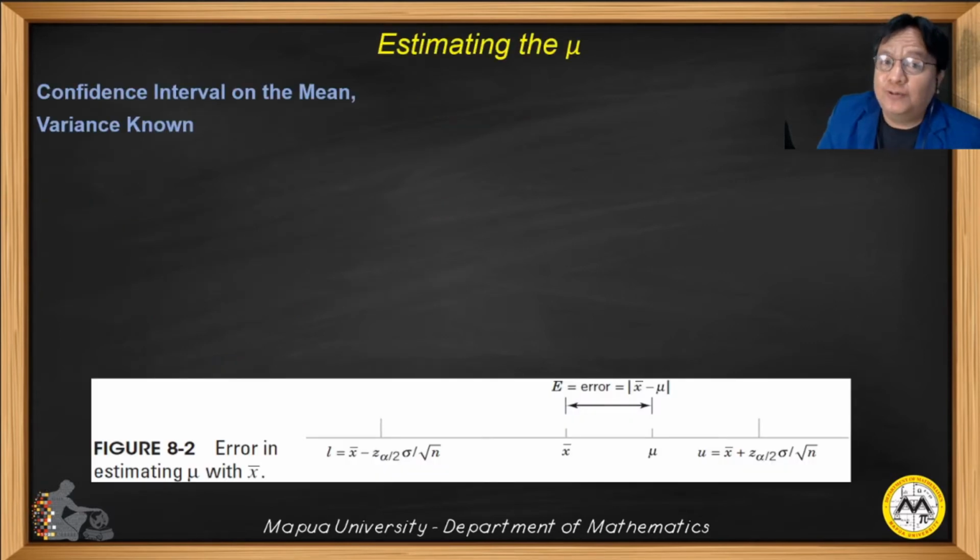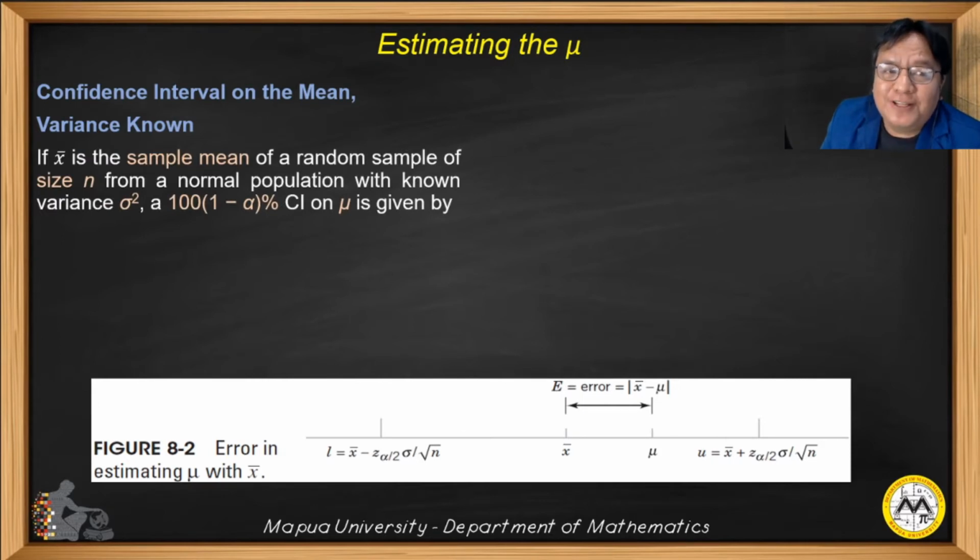Confidence interval on the mean with variance known. So if x bar is the sample mean of a random sample of size n from a normal population with known variance sigma squared, the 100 times 1 minus alpha percent confidence interval on the mean is given by the formula: mu is greater than or equal to x bar minus z of alpha over 2 times sigma divided by square root of n. And for the upper limit, it is less than or equal to x bar plus z of alpha over 2 times sigma over square root of n. So this would be the error of the distribution.